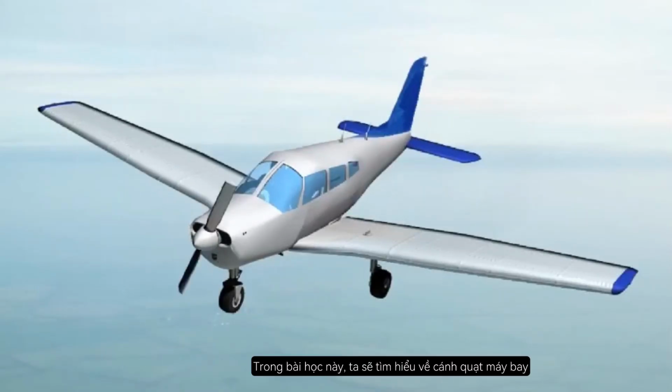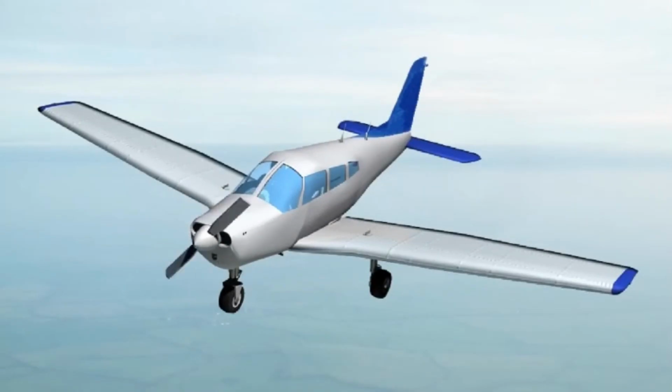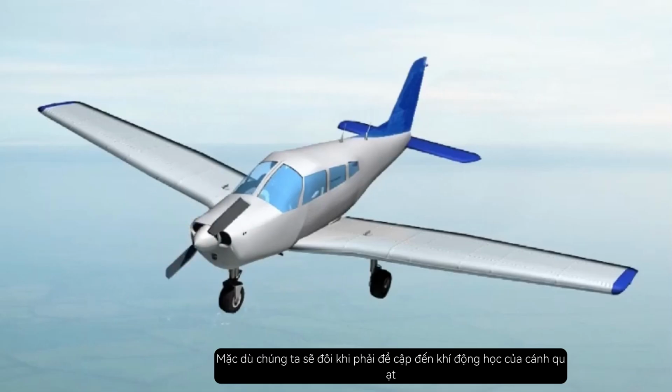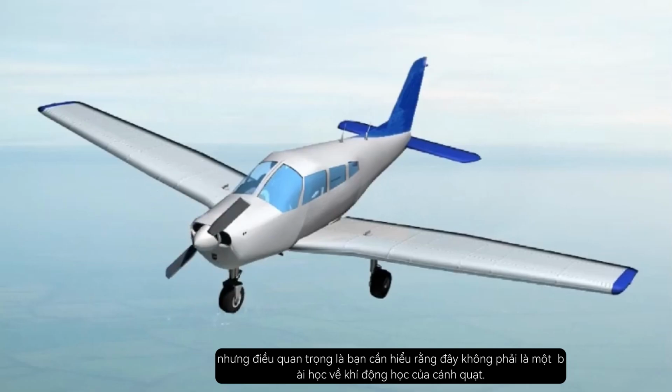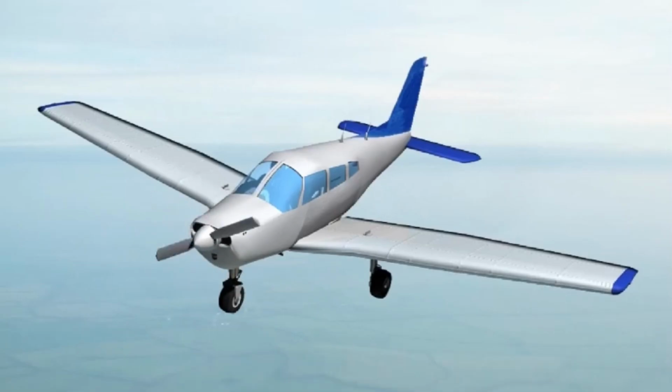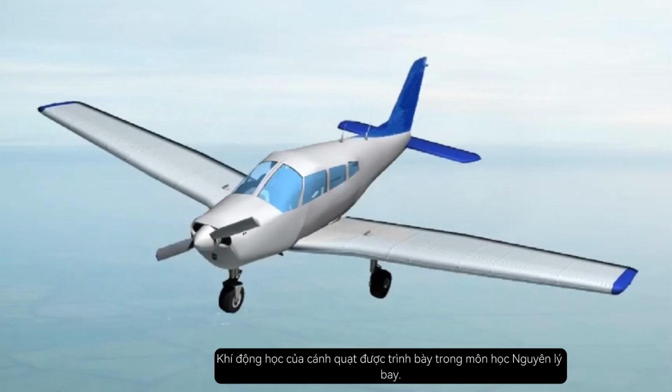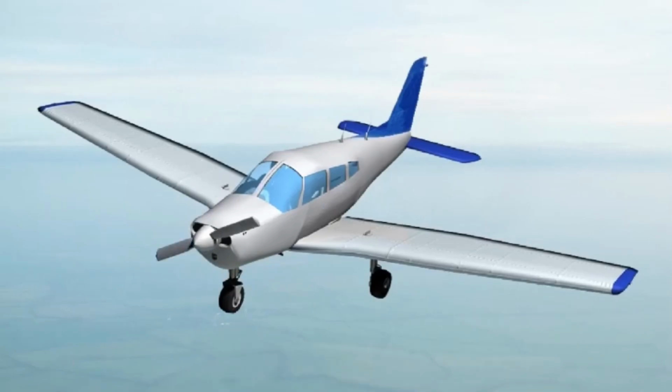In this lesson, you'll learn about propellers, their function and operation. Although we will, of necessity, very occasionally make mention of the aerodynamics of propellers, it is important you be aware that this is not a lesson on the aerodynamics of propellers. Propeller aerodynamics are dealt with in the subject Principles of Flight.